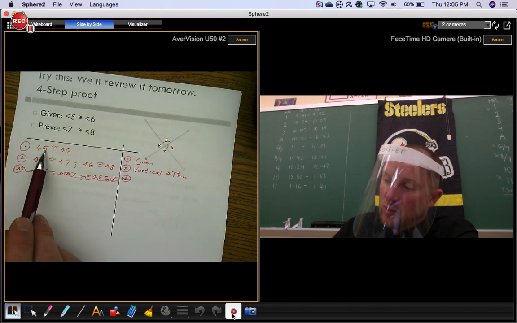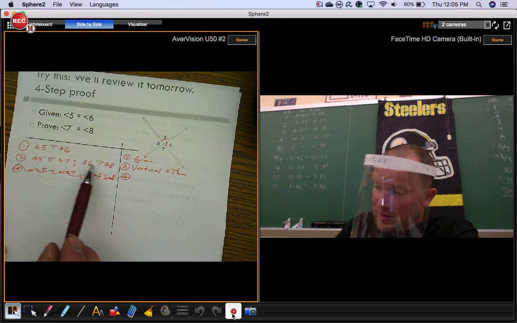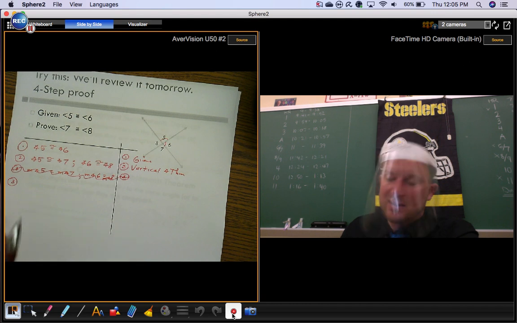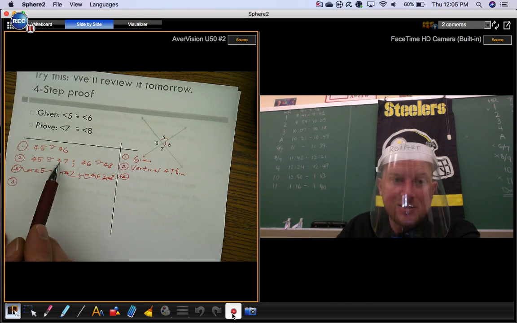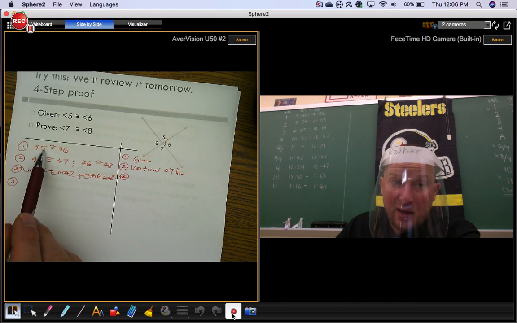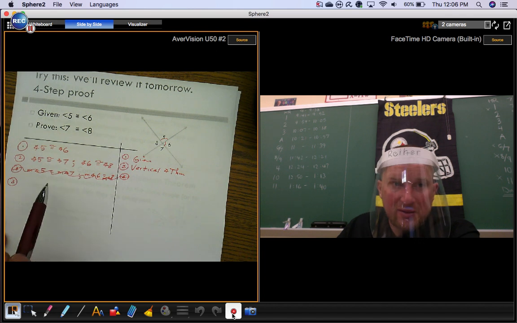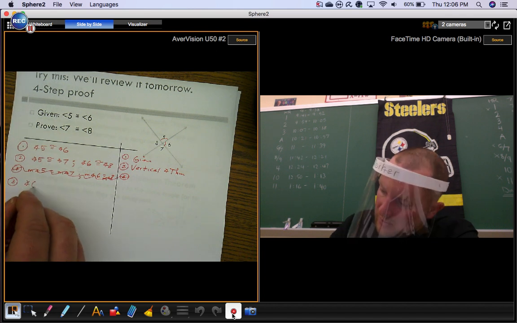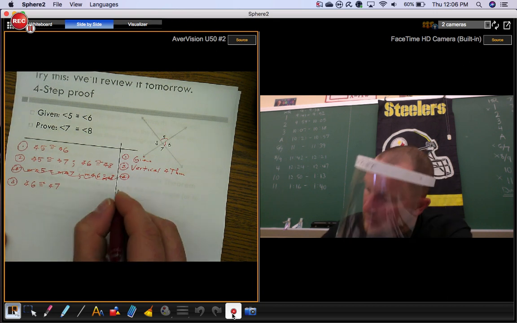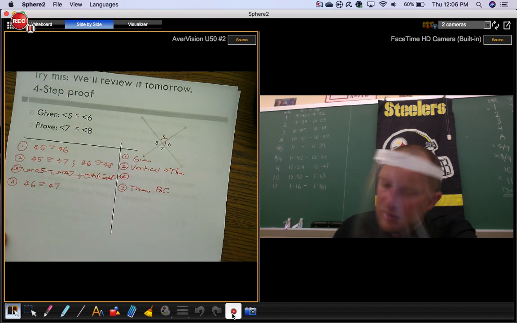We know these two angles are congruent. We know these two angles are congruent, and these two angles are congruent. We can make a statement just looking at this and this. You see how these two angles are congruent to the same angle? What does that mean about angle 6 and angle 7 then? It means they're congruent to each other. That's your transitive property of congruence.